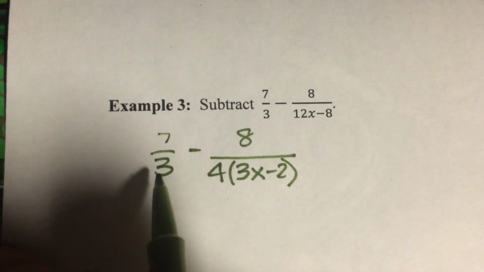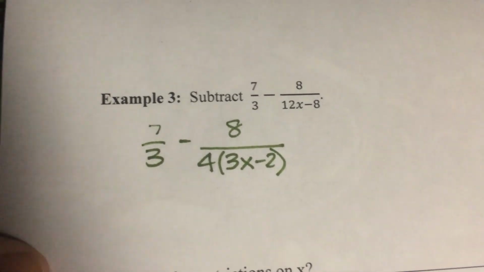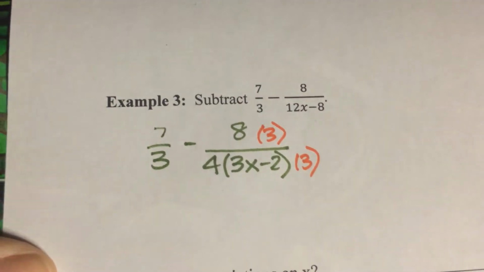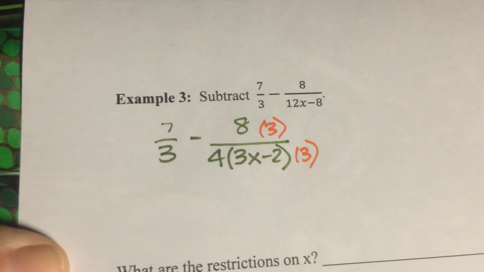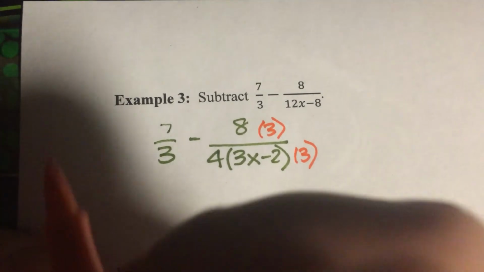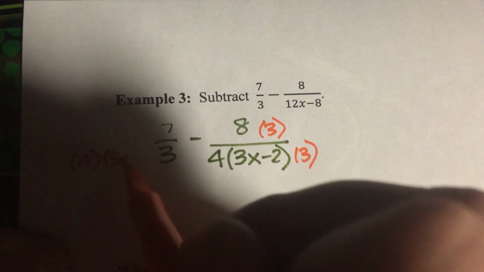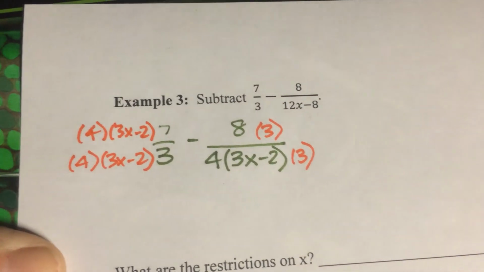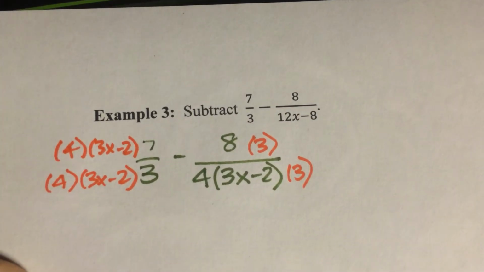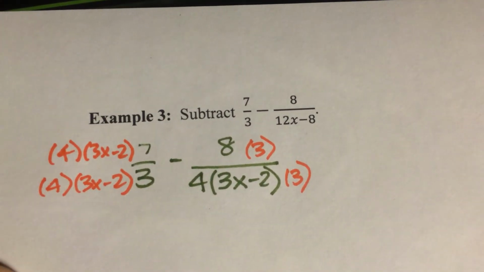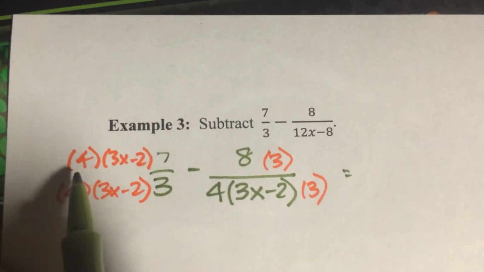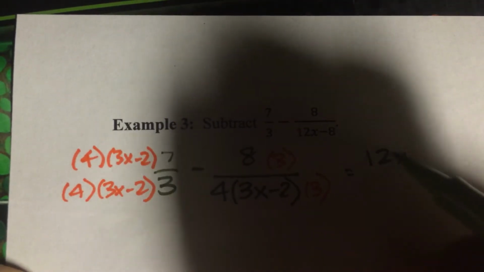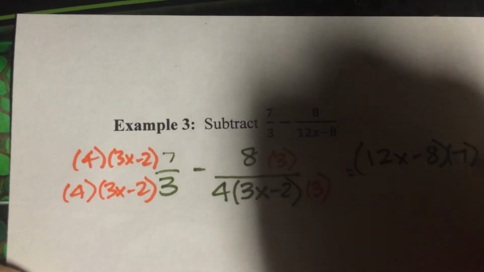So ask yourself, what does the first one have that the second one doesn't? And that would definitely be a 3 on the bottom. And then what does the second one have that the first one doesn't have? Well, that would be both 4 and 3x minus 2. So just like that. Okay. All right, so let's start multiplying out our tops. So if I distribute 4 to 3x and negative 2, that's going to give me 12x minus 8, and I've still got that 7 that was originally there.